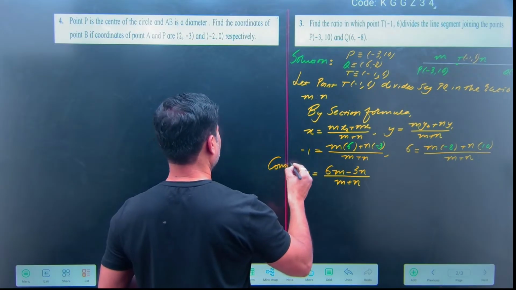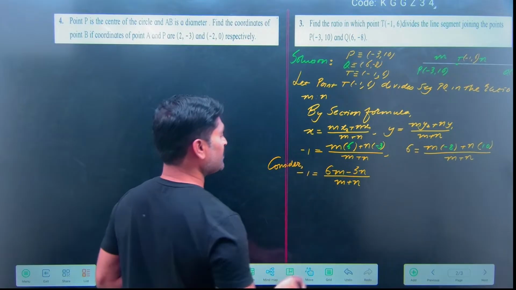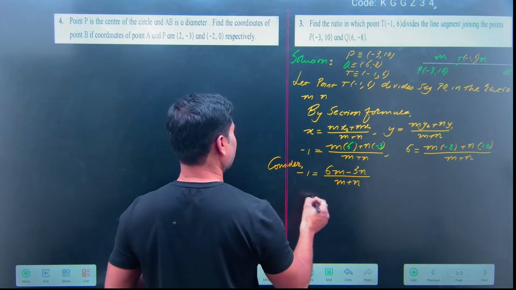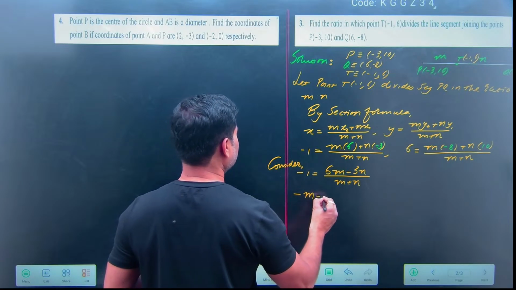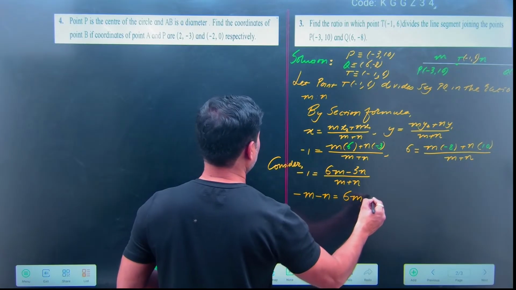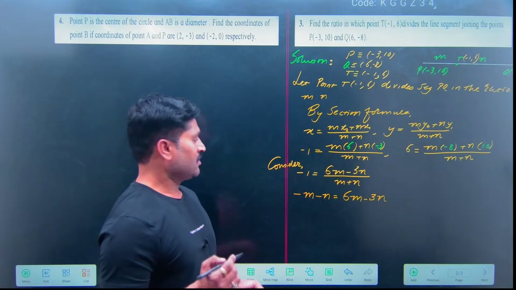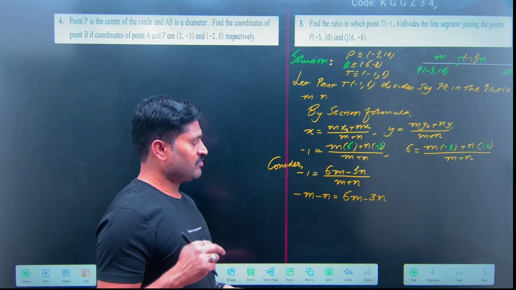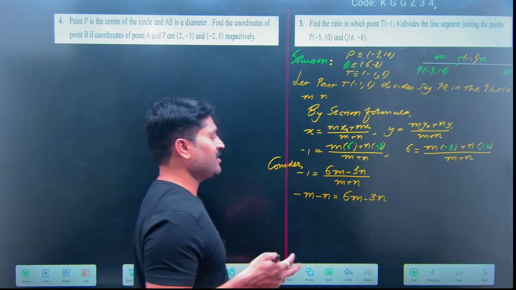So we will continue with this equation. So there you write consider. So take this m plus n in left hand side, it will get multiplied with -1. So -1 into m is -m, -1 into n is -n. So 6m minus 3n. So here you need to take the term of m on the same side and the term of n on the other side.